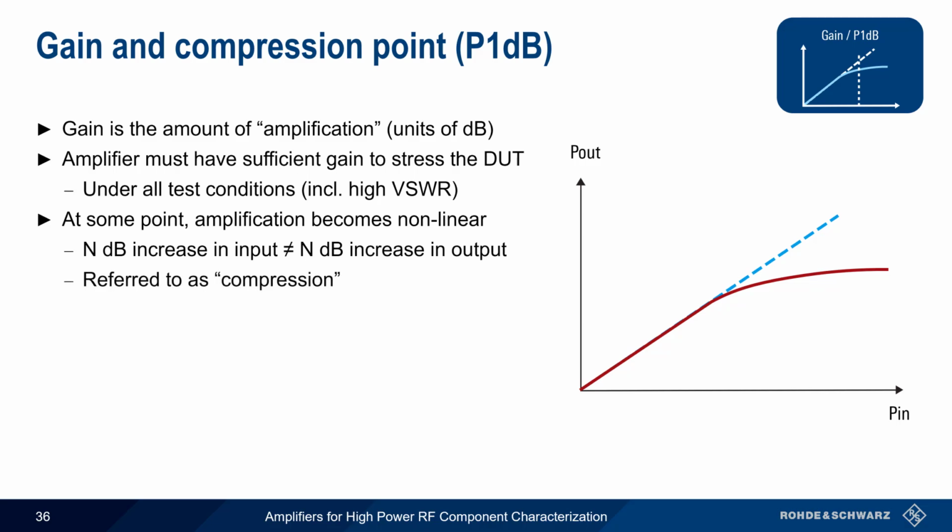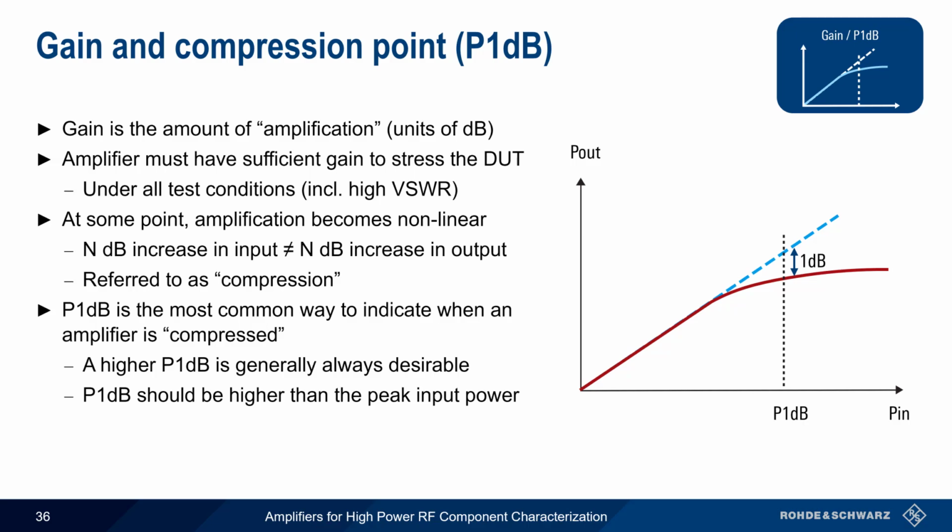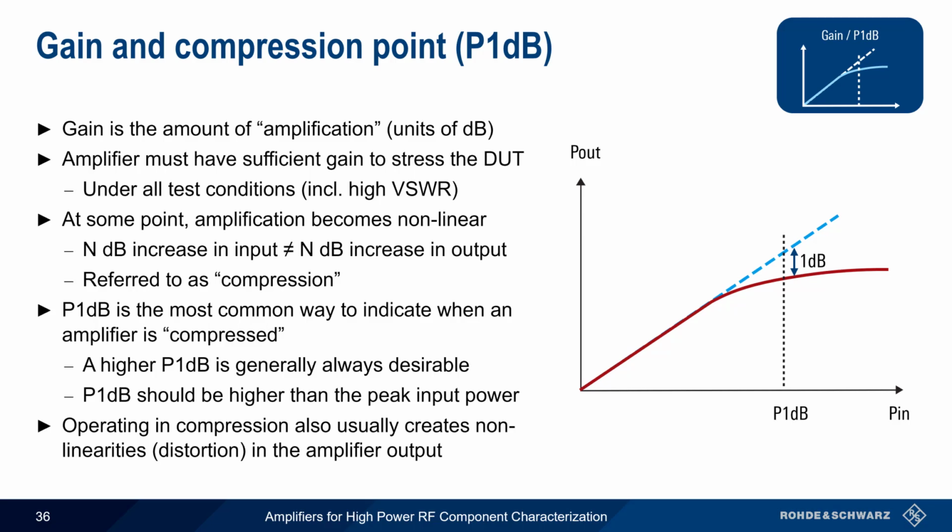Compression is most often quantified in terms of P1dB, or the 1 dB compression point. This is the input power at which the actual amplifier output is 1 dB less than the expected linear output. Generally speaking, a higher P1dB is always desirable. It's important to ensure that P1dB is higher than the peak rather than the average value of a signal. Note too that aside from the reduction in gain, operating in compression has additional drawbacks. Components in compression often create nonlinearities or distortion in their output.